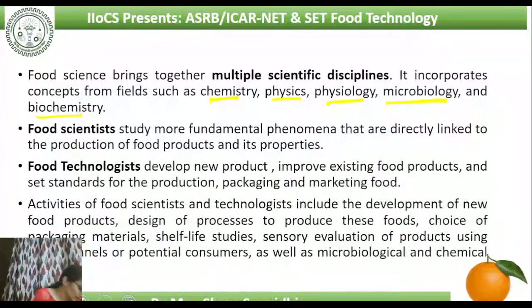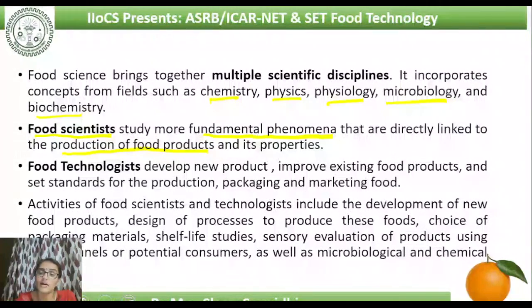So this is studied by the food scientists. Food scientists study more fundamental phenomena. So why do they study all these things? That is to get a very good product. Whatever they study is directly linked to the production of food products.